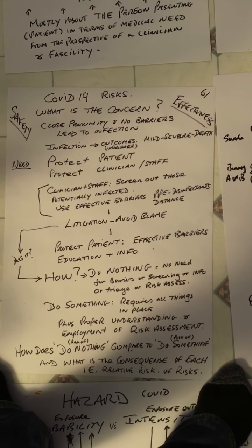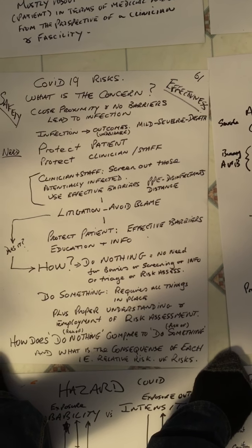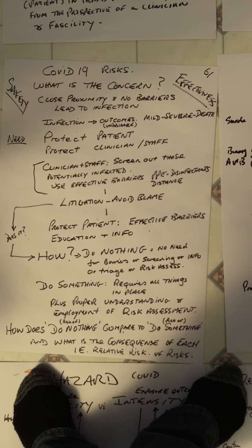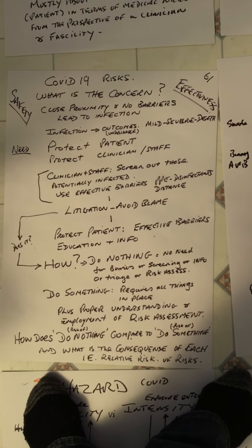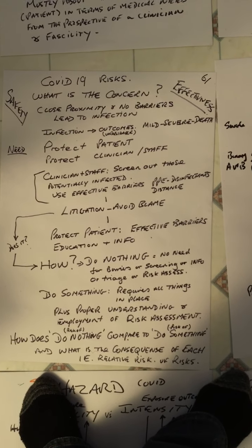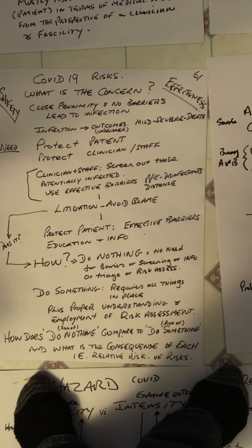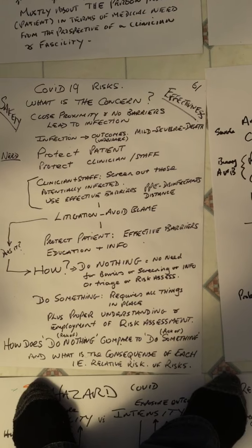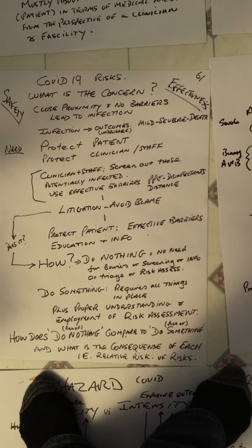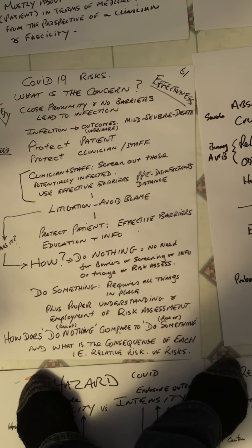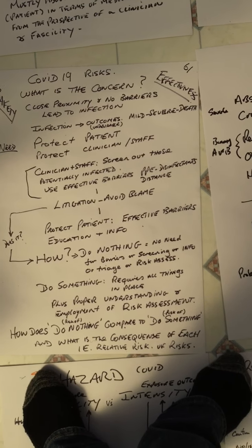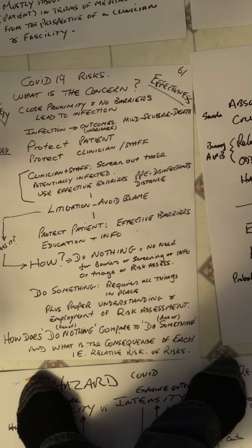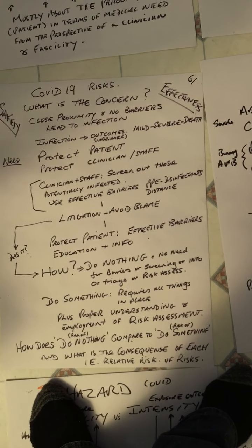So who do we need to protect? We need to protect the patient and the clinical staff. The clinical staff are protected by screening out those people who are infected or being in the presence of infection, and then we use barriers and PPE and distance, both in time and space. We also want to avoid litigation and blame. So we protect the patient in a similar way to we protect our staff, but it's more about effective barriers and education and information.